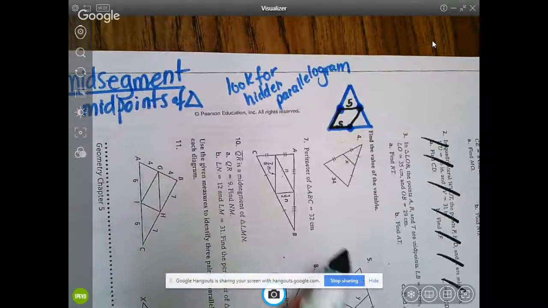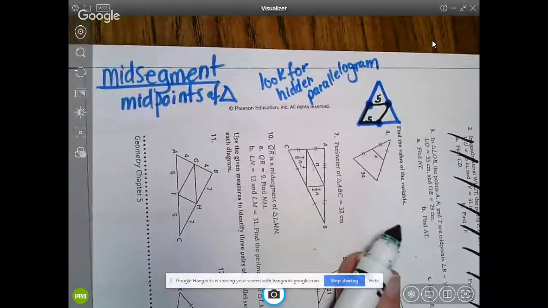And if mid-segment, yes, ma'am. That's it. That's all the notes.